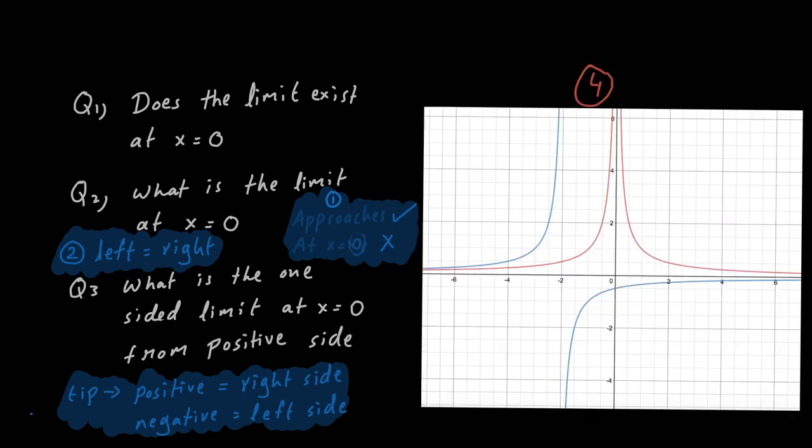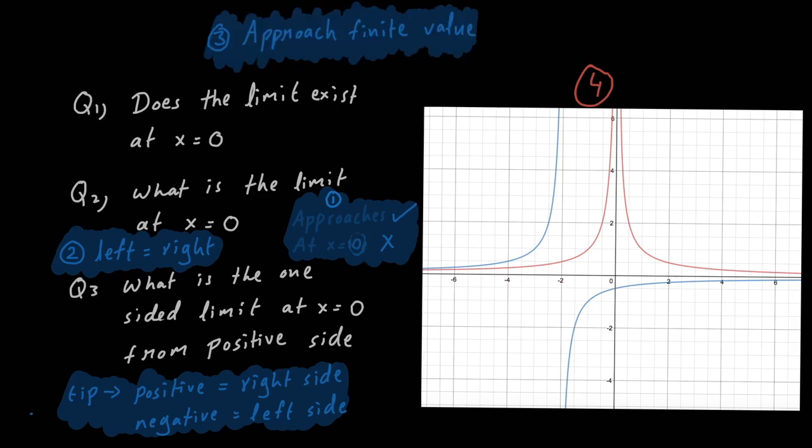This red graph is the fourth possible type of question that you can get in your exam. Question 1. Does the limit exist at x is equal to 0? We already know the two rules to finding limits. Here I will tell you the third one. It should approach a finite value.